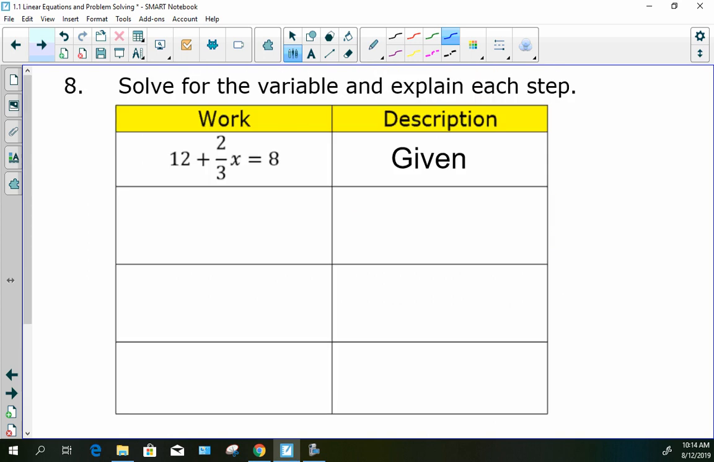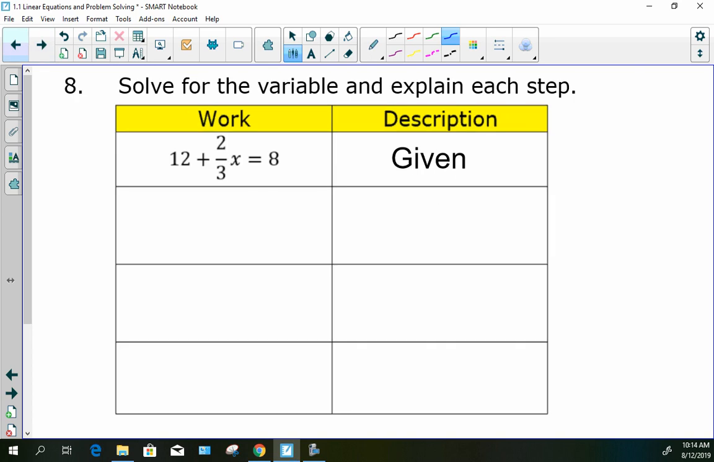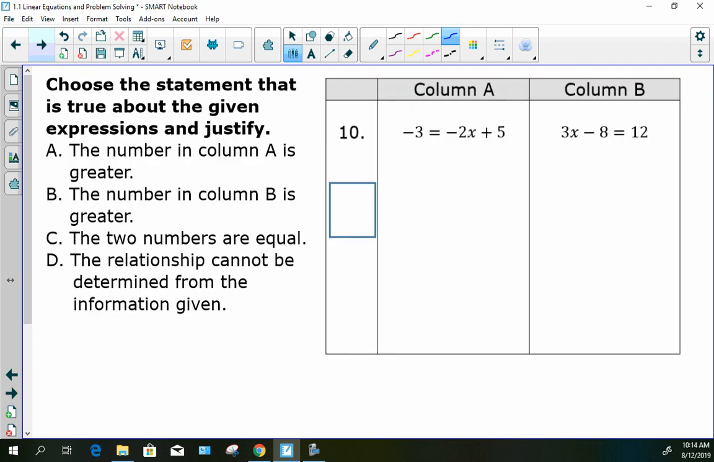Okay, you can do this. We've already done this. I've already showed you how to do these. I don't like to reteach what I've already taught. So you have to know what we did that day. When it says given or description, you're just going to describe what you did. So let's go back here. What's the first thing I do? Subtract 12. So what do I write? Subtract 12 or minus 12, and then you solve it. We've already done these.